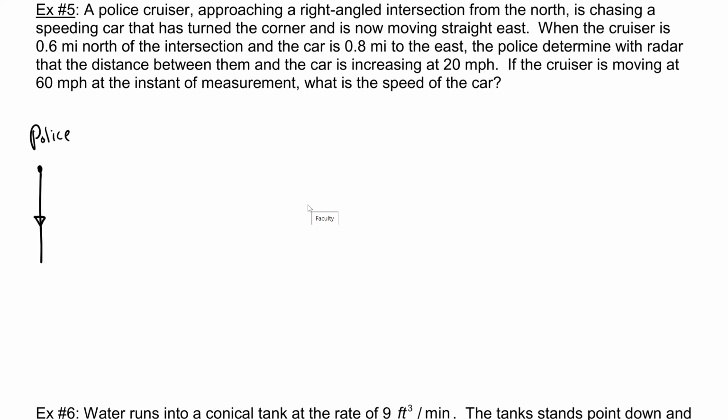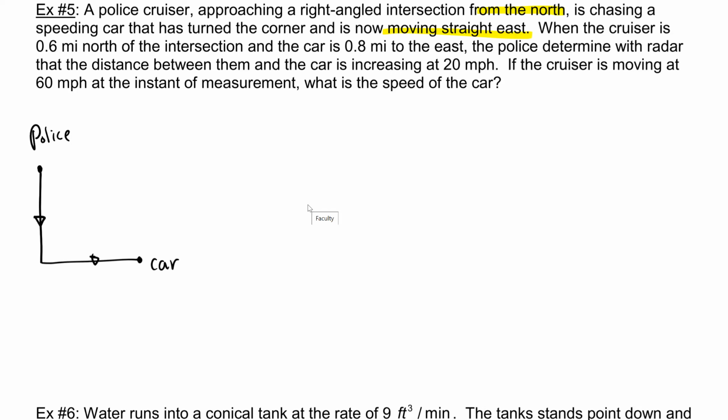Okay, we're approaching a right-angled intersection. Okay, so that means 90 degrees. And the car is going straight east. Okay, which way is east? If you think of a map of the U.S., to the right. That's the way I remember it. I always look at the map of the U.S. So the car is going to the right. Here is where the car is.